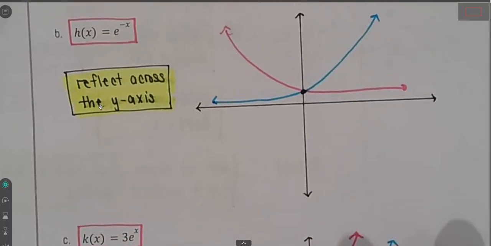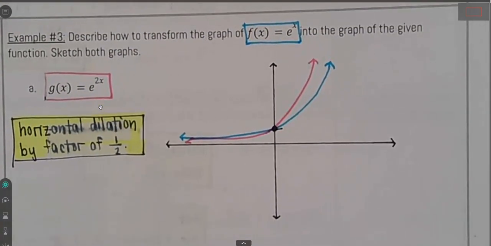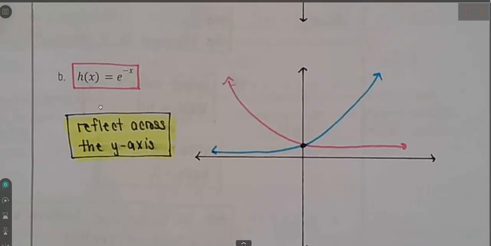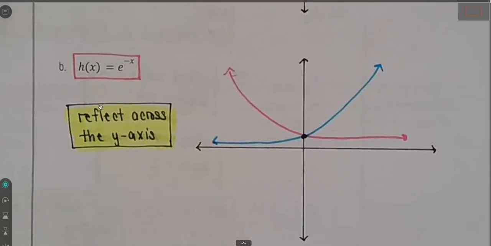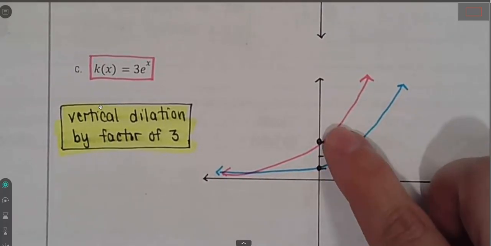Sorry, going too fast? My bad. And here's number 2, or letter B. And then this is a vertical dilation by a factor of 3. This is the only one where the y-intercept changes.